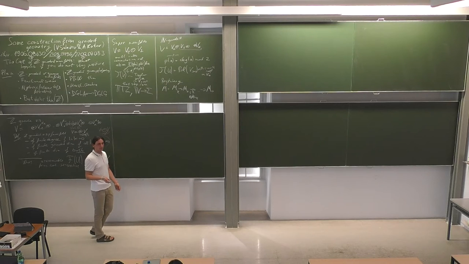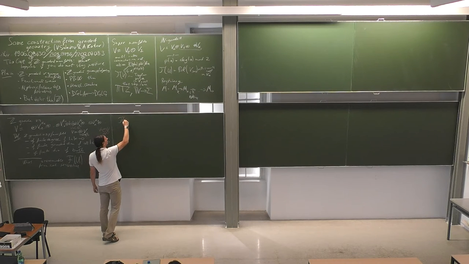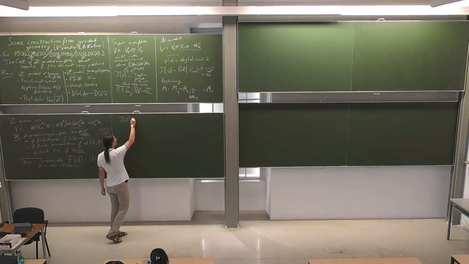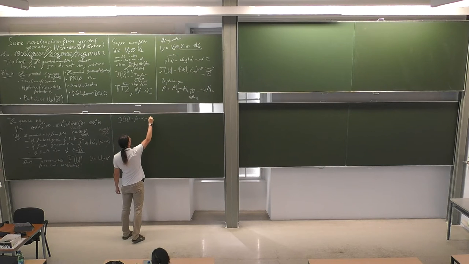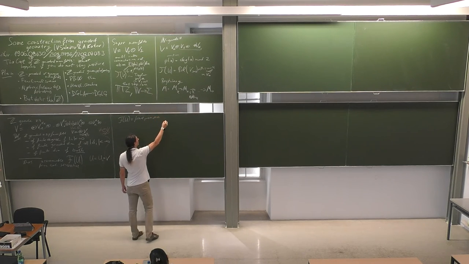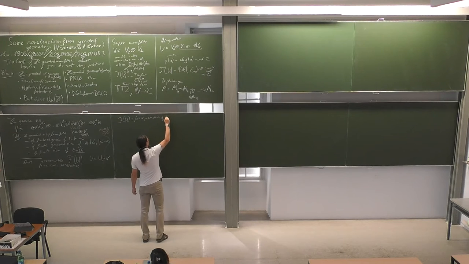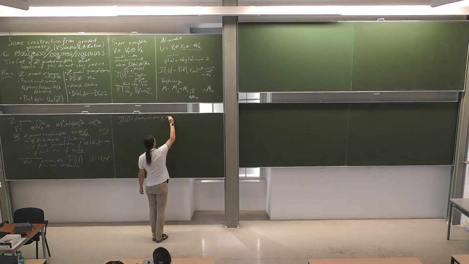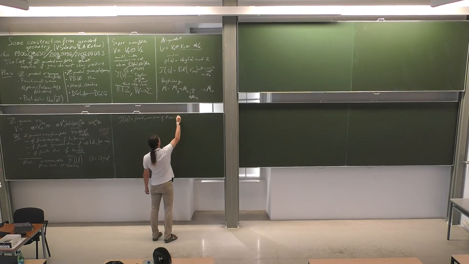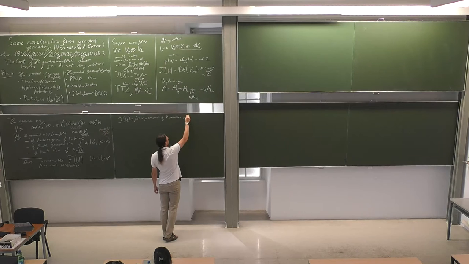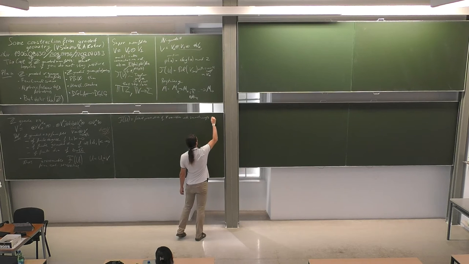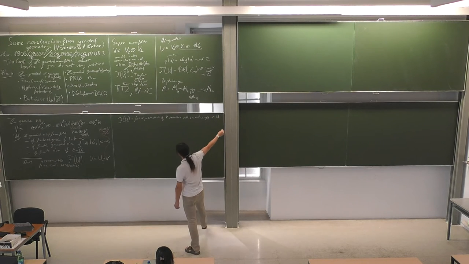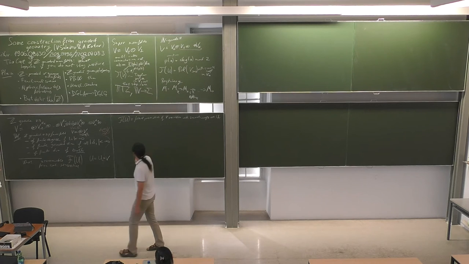And the natural thing to consider, inspired by that, would be F of U: formal power series of V variables with smooth coefficients on U0. Okay, so I want kind of to mimic that.